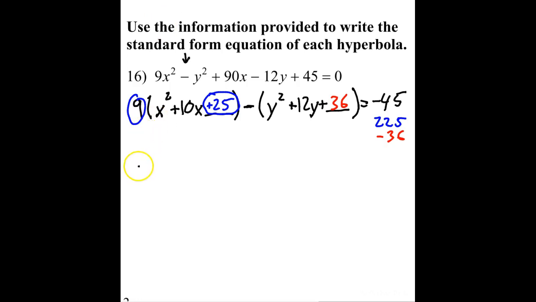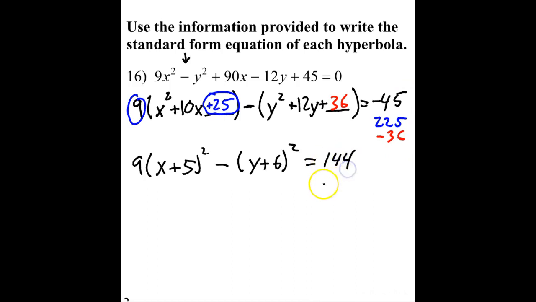All right, so let's simplify everything. We'll have our 9, and now this is factored to x plus 5 squared minus y plus 6 squared. And this right-hand side, do the arithmetic, comes out to 144. And just like before, we need this to equal 1 on the right-hand side, so divide by itself. And of course, we have to do that everywhere.